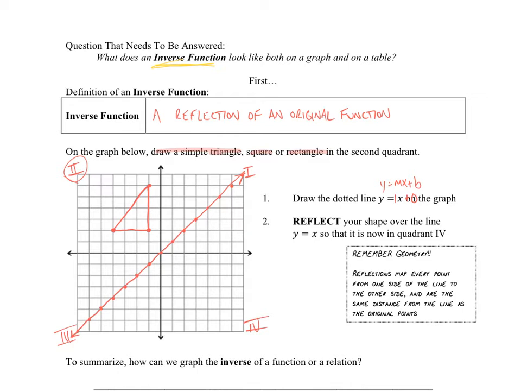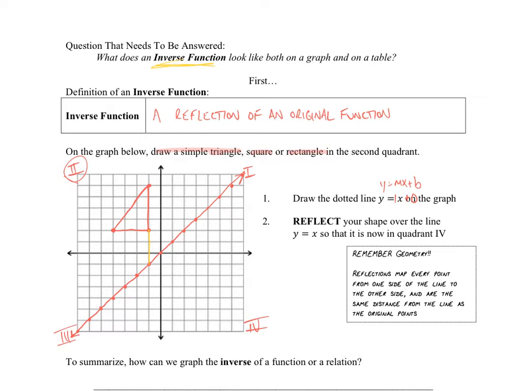We're going to take, let's say, this point right here, and we're going to map it over to the other side of the line by measuring how far it goes towards the line. So it looks like we go down 1, 2, 3.